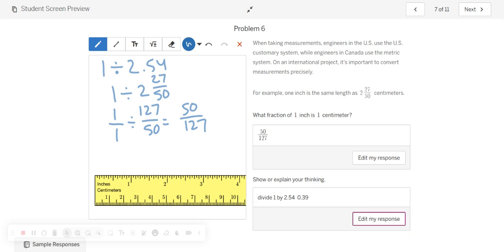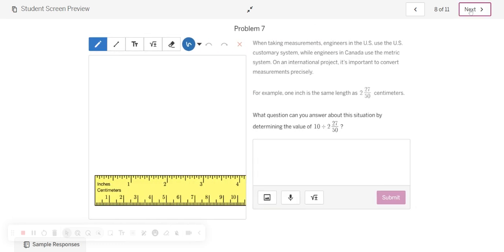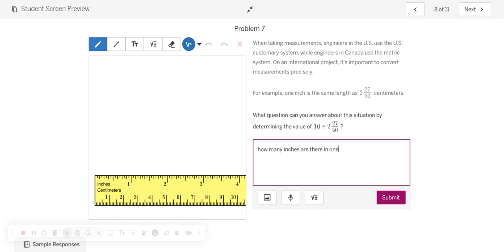Okay, so let's keep going. Here we have another one of these. If they're doing 10 divided by 2 and 27/50ths, they're asking how many inches are there in 10 centimeters. That's what they're asking.